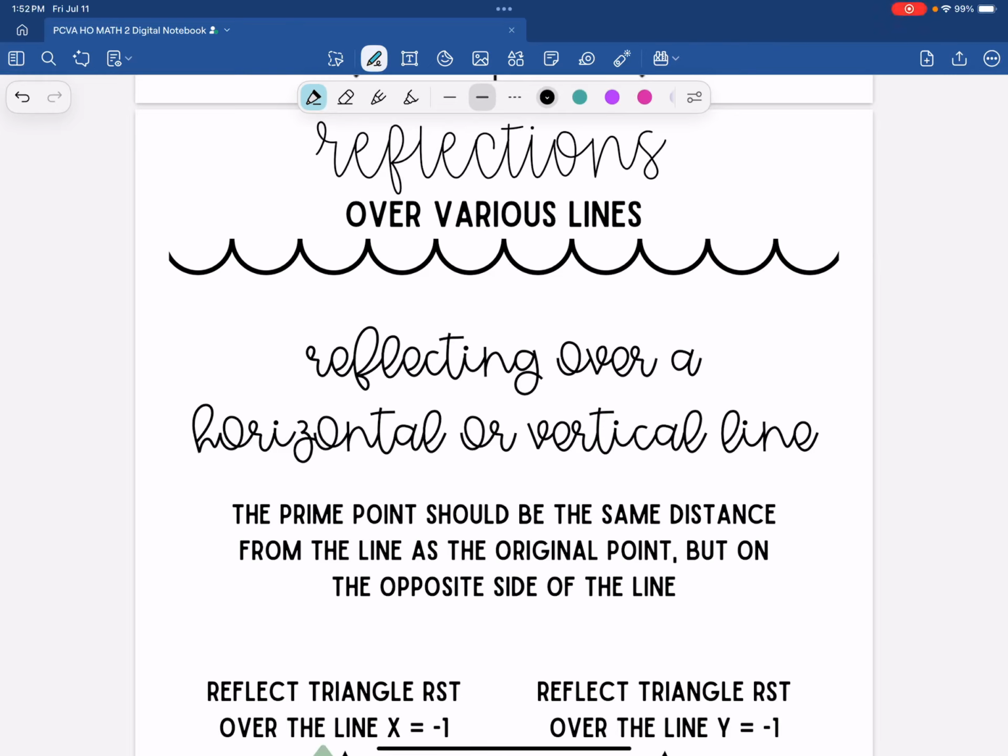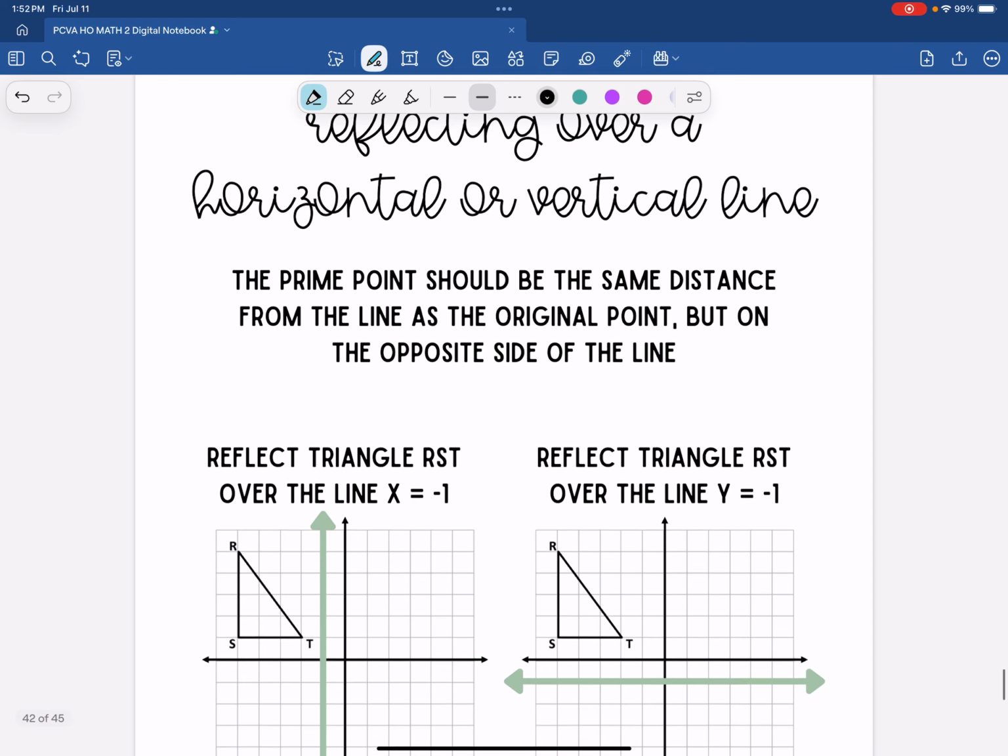We're going to be talking about reflections for this lesson. A reflection is like a mirror image. We're going to be talking about reflections over horizontal and vertical lines, and then we're going to talk about diagonal lines. So we're going to start with horizontal and vertical lines.